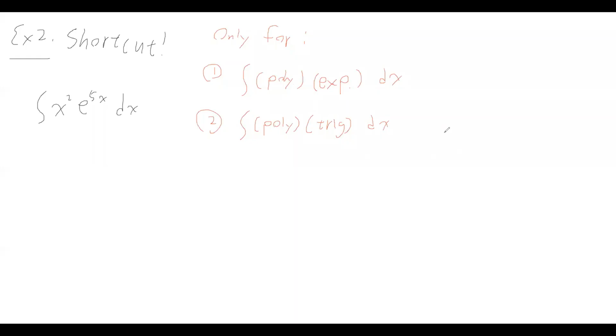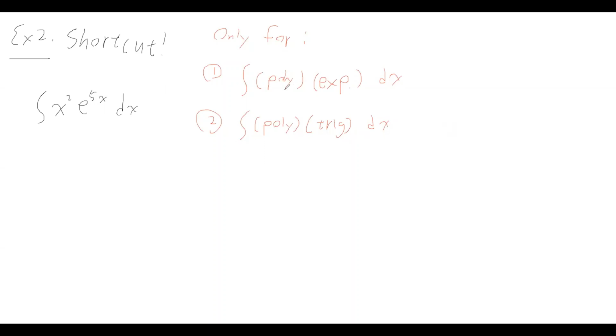All right, example 2. I'm going to show you a very nice shortcut for integration by parts that only works for these two types of integrals. The first one is when you have a polynomial multiplied by an exponential, just like our example 1. And actually, we're going to use the same example to show you how this shortcut works. And the second type is when you have a polynomial multiplied by a trig function.